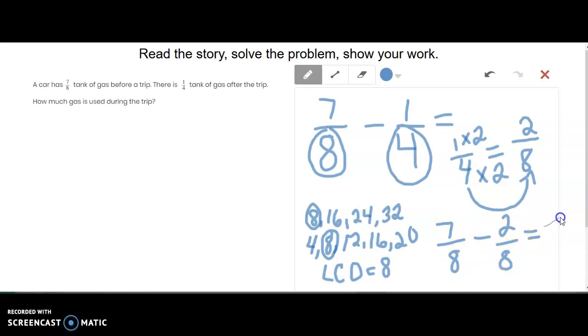I've worked so hard to get that denominator of 8. I'm going to squeeze it on here. I'm going to keep my denominator of 8. And now I'm going to subtract 2 from 7, and that leaves me with 5. So over the course of the trip, whoever was on this trip used 5/8 of the gas. If yours doesn't look like this, you need to change it so that it looks just like mine.